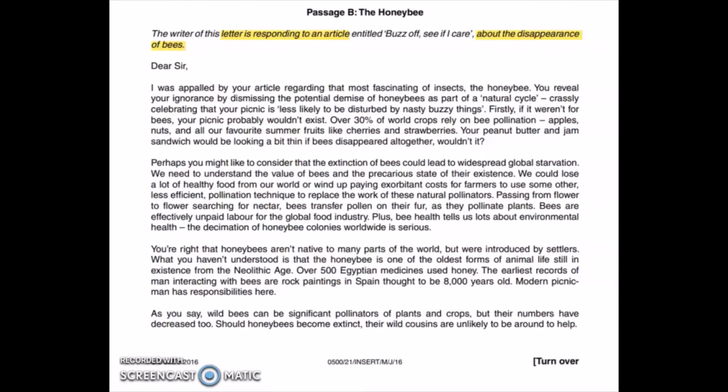Hello everyone, I have chosen passage B from the 2016 past paper. This is a letter in response to an article about the disappearance of bees. You can use this letter format for letters written to the editor.